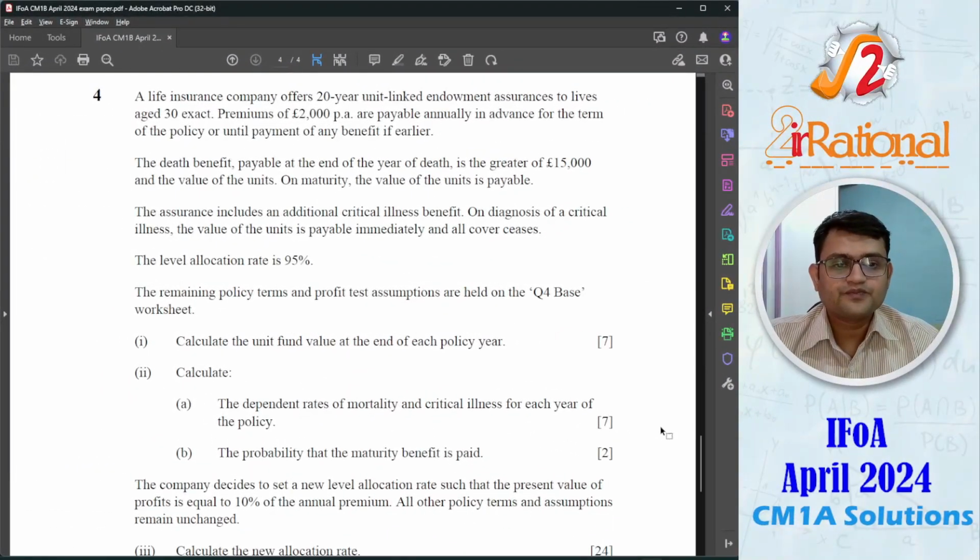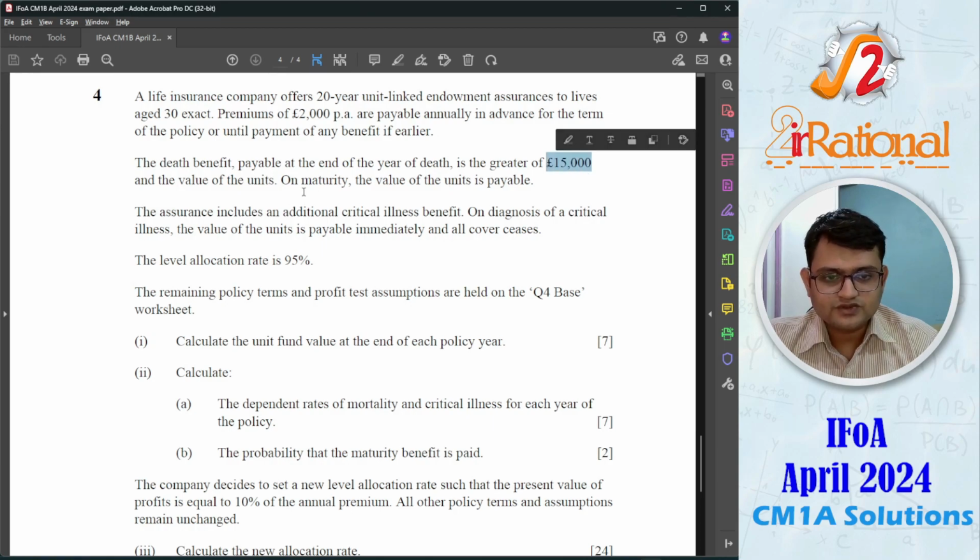Question number 4. A life insurance company offers a 20-year unit-linked endowment assurance to a life aged 30 exact. Premiums of 2000 per annum are payable annually in advance for the term of the policy or until the payment of any benefit if earlier. The death benefit payable at the end of the year of death is the greater of 15,000 and the value of the units. So the guaranteed benefit is 15,000.